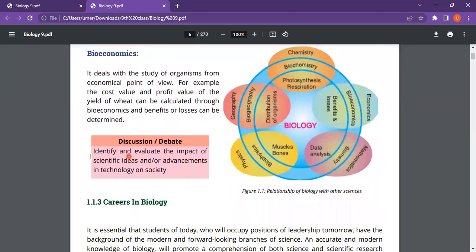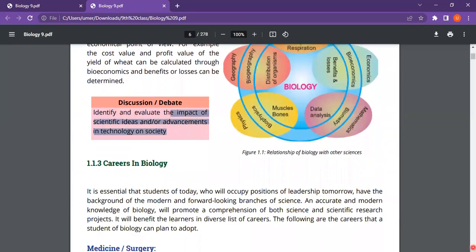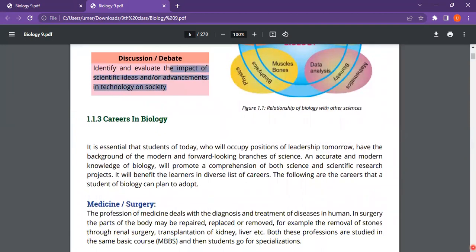Discussion, debate, identify and evaluate the impact of scientific ideas and advancements in technology on society. Careers in biology: it is essential that students of today, who will occupy positions of leadership tomorrow, have the background of the modern and forward-looking branches of science. Accurate and modern knowledge of biology will promote a comparison of both science and scientific research projects.